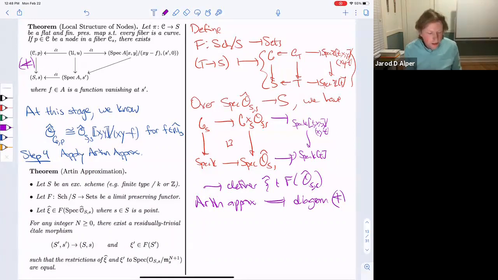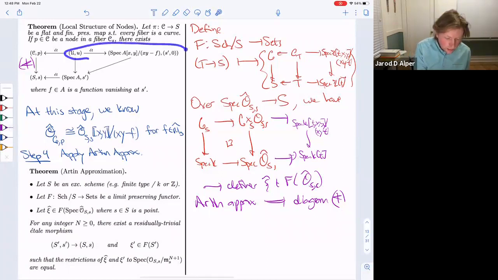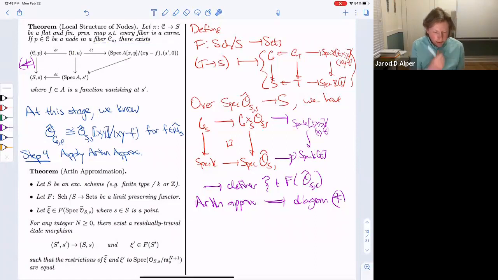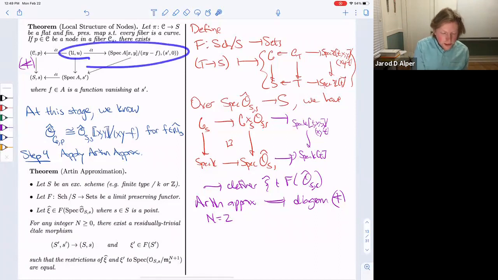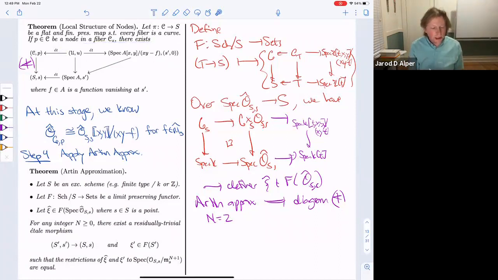And then moreover, that gives us the desired diagram. And then to show that this is étale, you use the fact that, note that Artin approximation only gives us an approximation, right? You apply Artin approximation with n equals 2, but that's enough to conclude that this map is étale, because we're going to check that it induces an isomorphism on completions.